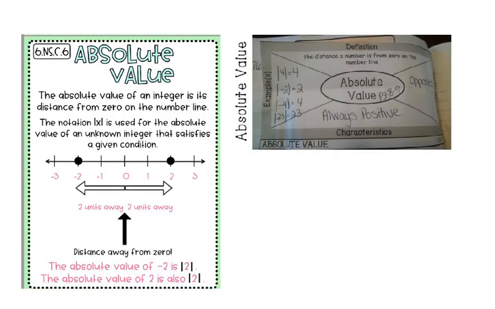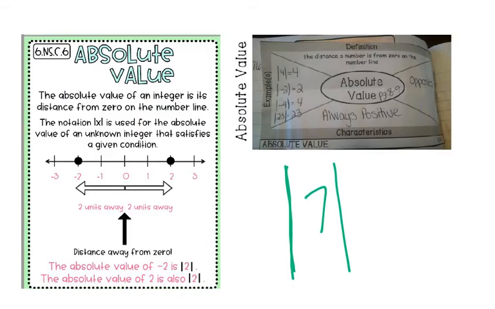Okay, now we're going to talk about something called absolute value. The absolute value of an integer is its distance from 0 on the number line. The notation looks like this. When they say notation, what they're talking about is how we write it. So if I was going to say the absolute value of 7, I would write it like this. It's two straight up and down lines, similar to brackets, but they're taller. It is used to write an integer.